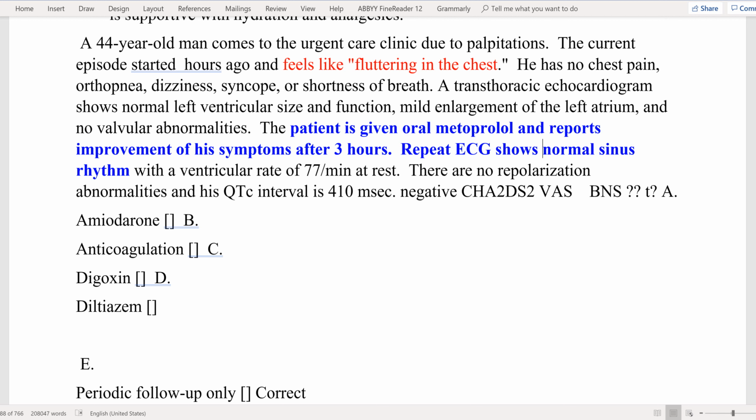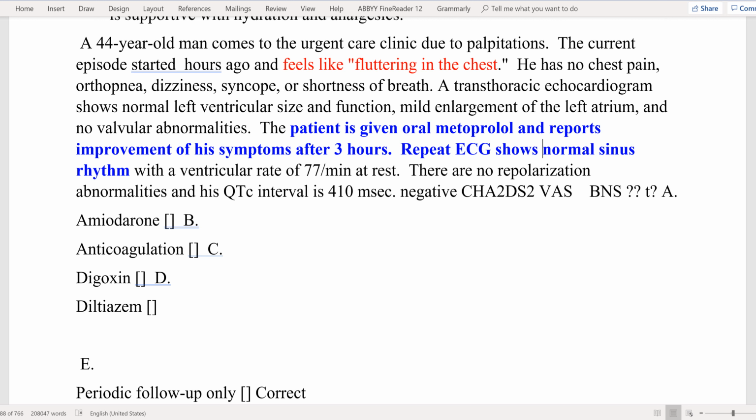Why not diltiazem? Well, he's already on metoprolol, so you don't need to give another rate control. Exactly, so he's already on metoprolol. If he can't tolerate metoprolol or something like that, then we give diltiazem. Okay. So that's about it.